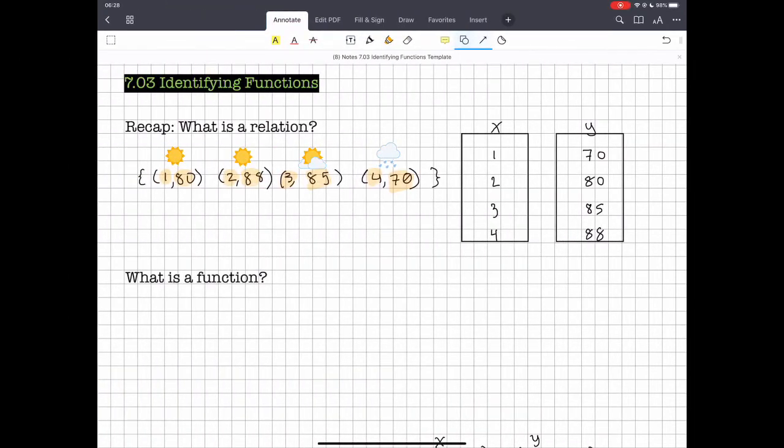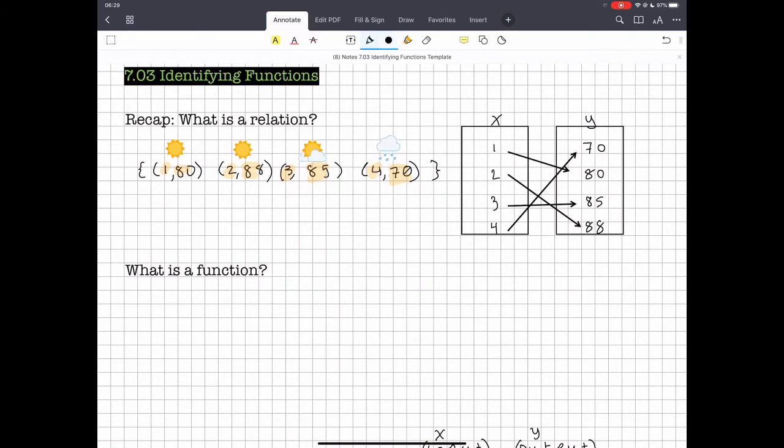Once we have the values organized, then we can map the numbers, which means we're going to draw arrows to the numbers that go together. So for example, 1 went with 80, 2 went with 88, 3 matches 85, and 4 matches up with 70. And that's how we map the relations.